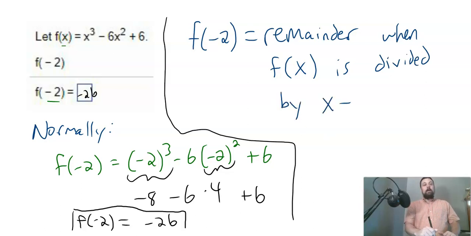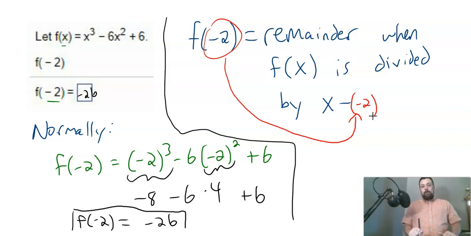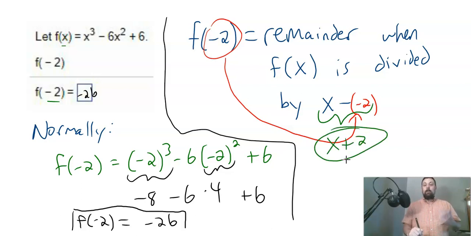x minus the number we are plugging into the function to begin with, the -2 in this case. So x minus -2, which of course is normally written as x plus 2. All right, so we want to divide by x plus 2. We want to divide that into f of x. And whatever remainder we get from that division should be the answer to this question. It should be -26. So we're going to do the problem this way, and we can confirm that the remainder we get matches the answer we are expecting to get, which is -26.